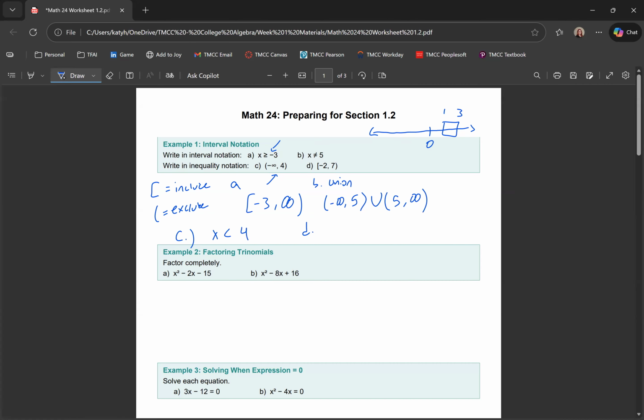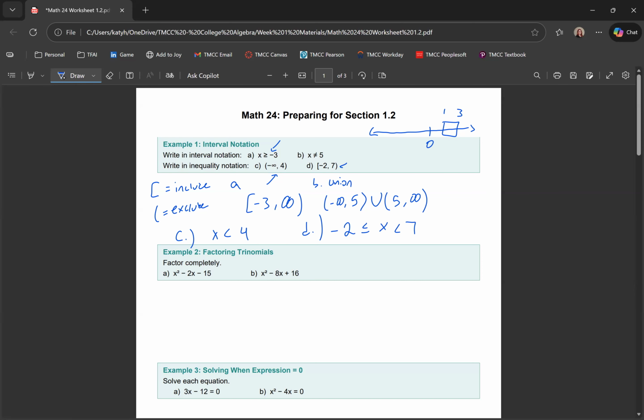For D, then, we have from -2 to 7. So that means we write down 2 is less than or equal to, since we have brackets, x, which is less than 7. I totally left off my negative. -2 less than or equal to x less than 7. And that's how we translate something like D into interval notation, inequality notation.